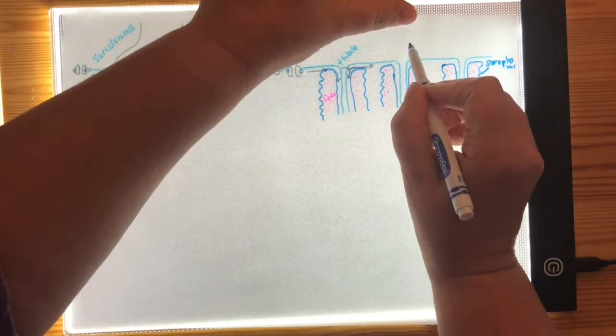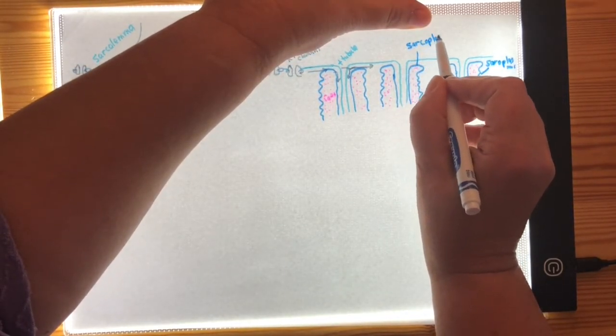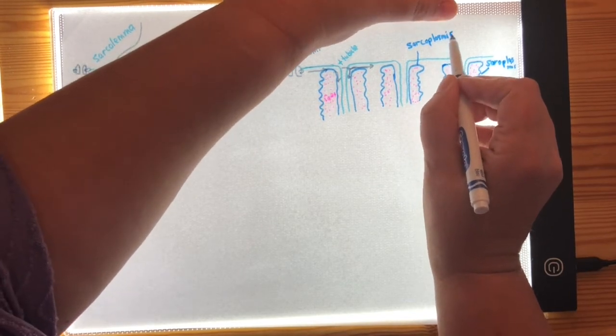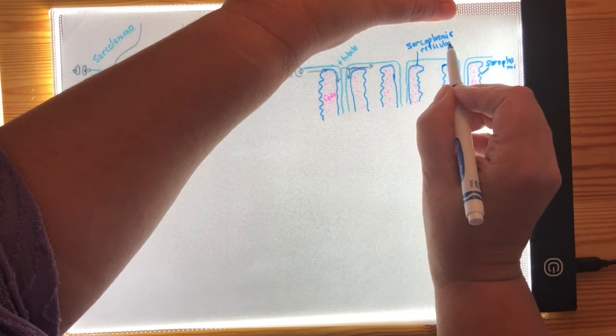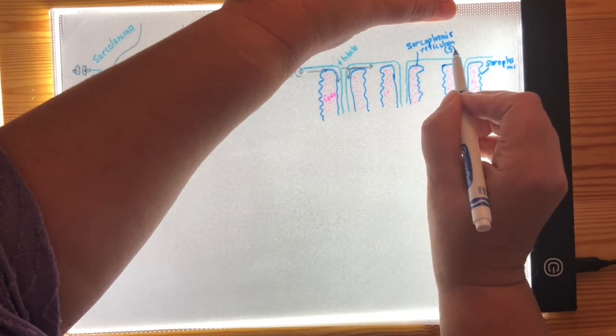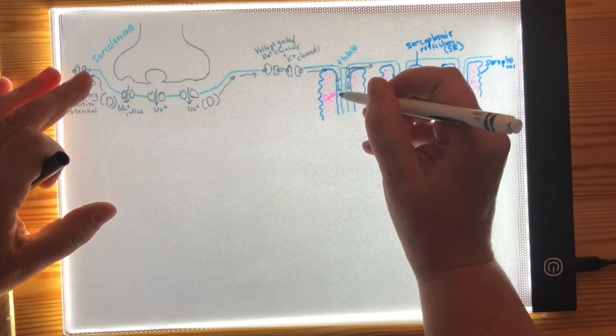And we'll go ahead and label the sarcoplasmic reticulum up above. I tried to label it off to the side and I ran out of room. I'll draw it up above here. The sarcoplasmic reticulum is commonly called the SR. It's very close in character to the smooth endoplasmic reticulum of most of the cells of the body.